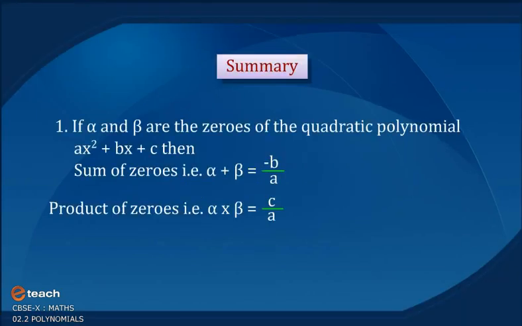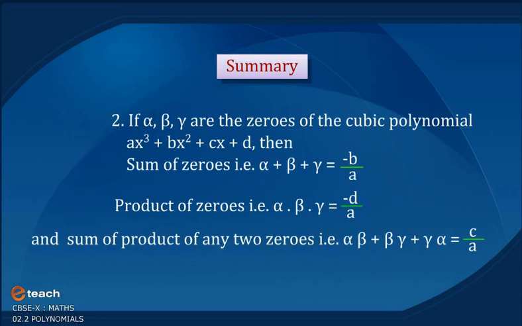Summary. 1. If alpha and beta are the zeros of the quadratic polynomial ax square plus bx plus c, then sum of zeros, that is, alpha plus beta is equal to minus b upon a. Product of zeros, that is, alpha into beta is equal to c upon a.